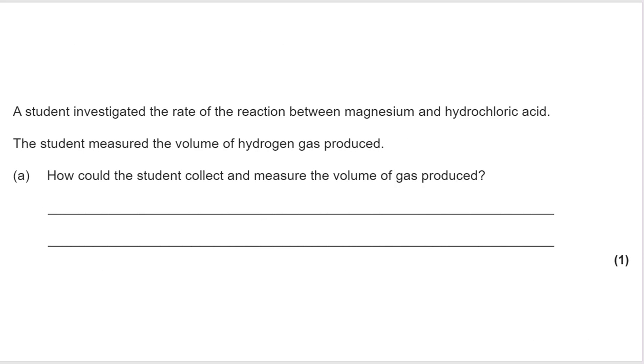So for part A, a student investigated the rate of reaction between magnesium and hydrochloric acid and measured the volume of hydrogen gas produced. How could the student collect and measure the volume of gas produced? So this is about knowing key apparatus for chemistry practicals, and we would use potentially a gas syringe here.